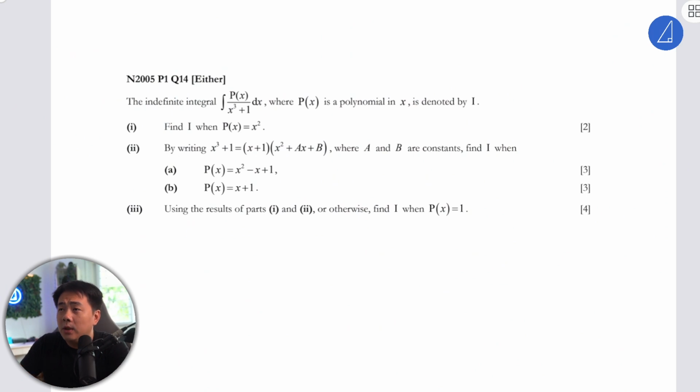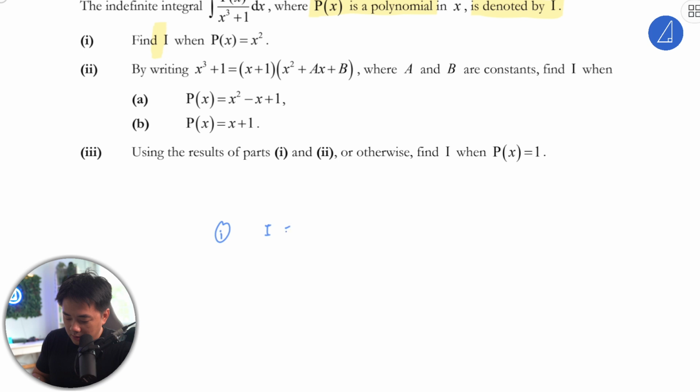Hi students, let's look at this question on techniques of integration taken from a 2005 H2 Math A-level paper, I believe. The indefinite integral of p(x), where p(x) is a polynomial in x, is denoted by I. Find I when p(x) is x squared. So given that I is the integral of p(x) over x cubed plus 1 dx, right?